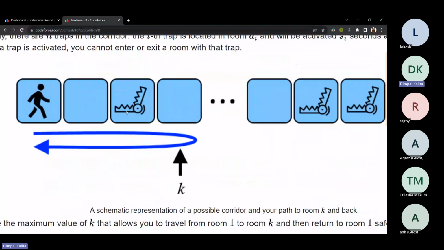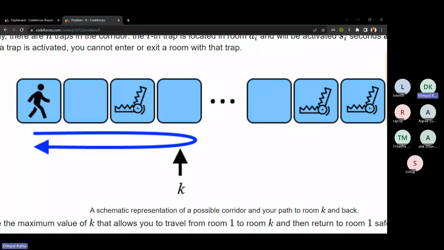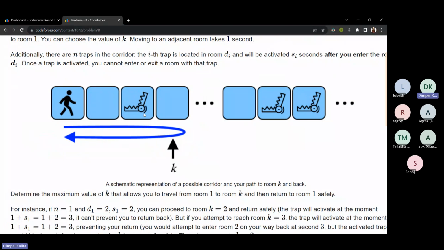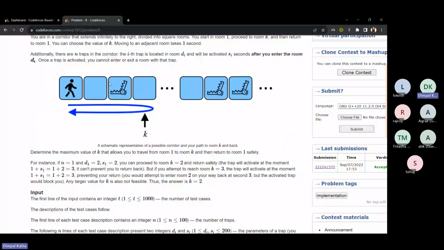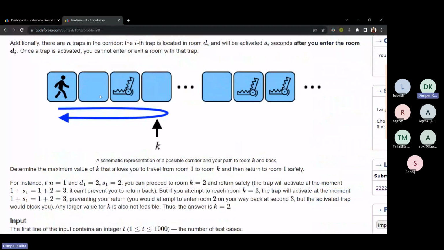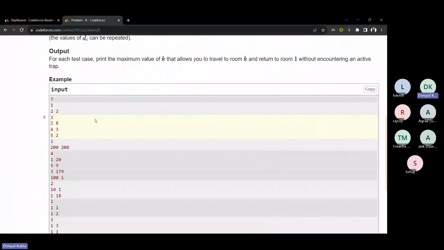If I cross this step at second 2, and there is a triggering time of 100, I can come back to this square within that 100 gap, because it will not be triggered till then. After a trap gets triggered, we cannot enter or exit a room through that corridor. Let's look at some test cases, it will be more clear.